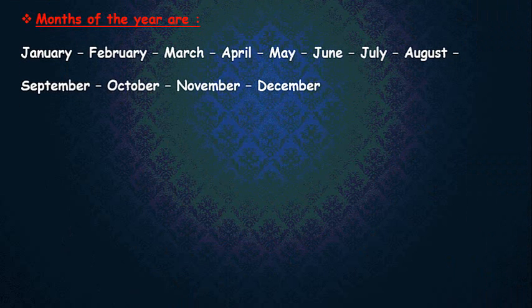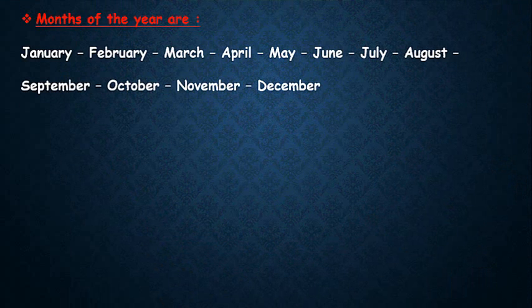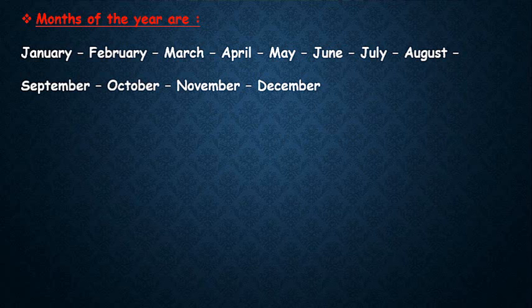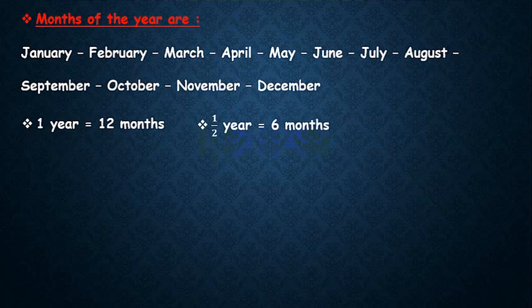We know the months of the year are January, February, March, April, May, June, July, August, September, October, November, and December. We know that we have 12 months in a year. So 1 year equals 12 months. And half year equals 6 months.